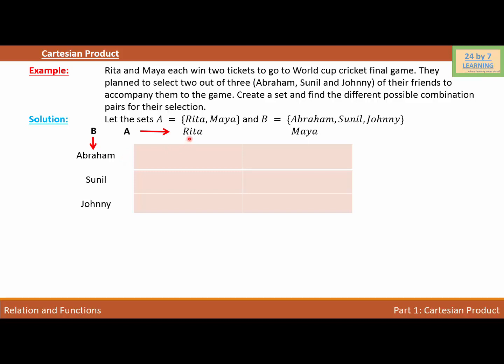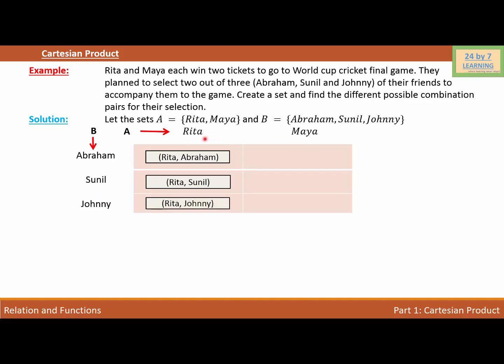So let's first talk about Rita. Rita can take Abraham. So my first ordered pair will be Rita and Abraham. Rita can select Sunil to go with her. So my second ordered pair is Rita and Sunil. And then the third ordered pair will be Rita and Johnny, which is over here.